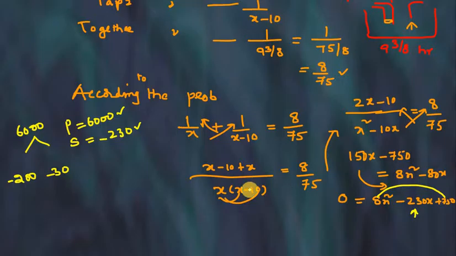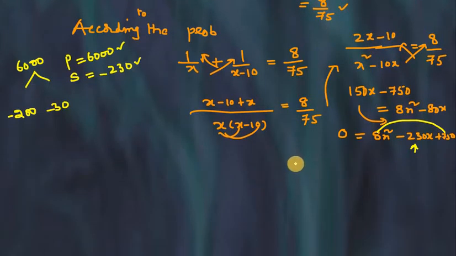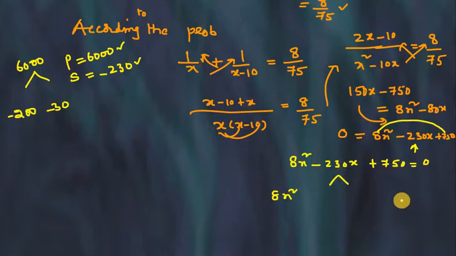So I will reuse this one. If I reuse, what will I get? 8x square minus 230x plus 750 is equal to 0. So the middle term we can split in this way: 8x square and 750 is equal to 0. So the middle term I am using these factors, so minus 200x minus 30x.